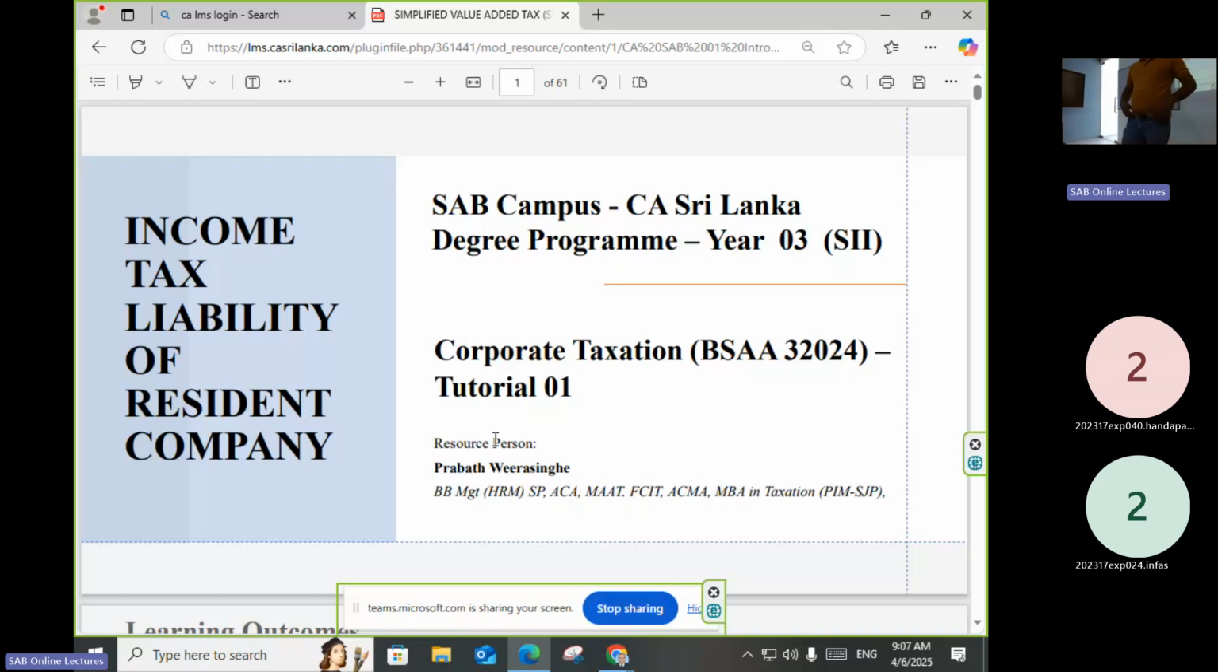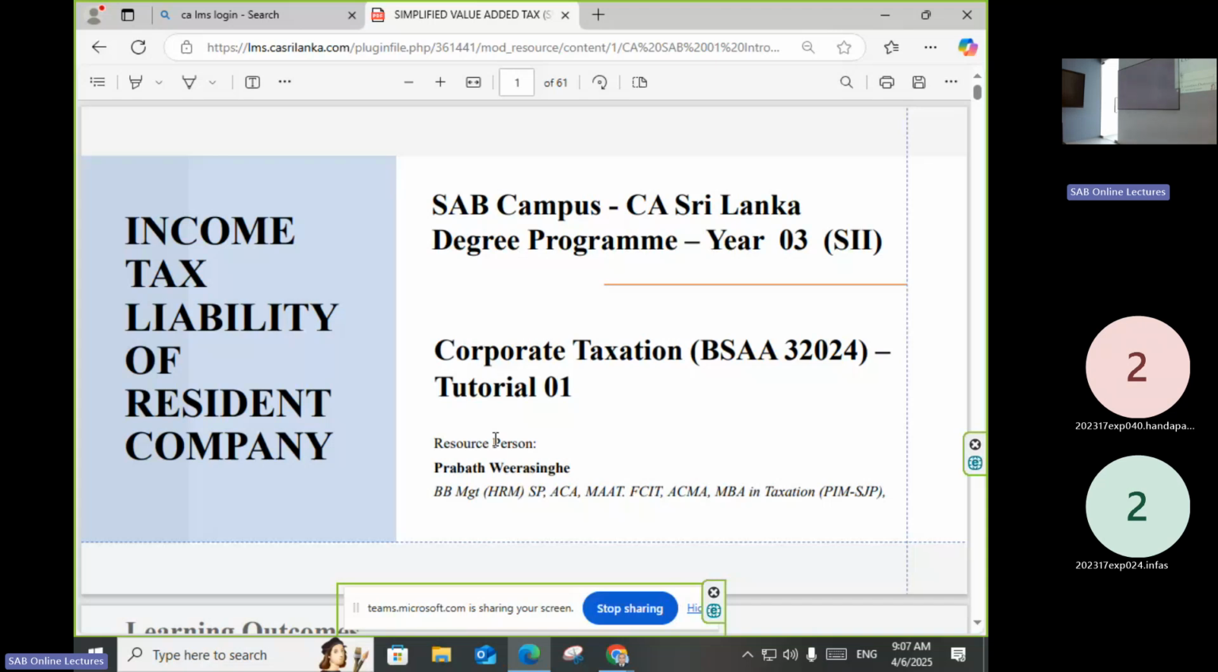So what I explained is the composition of the paper and the evaluation method. Basically, our subject is corporate taxation. In this subject, the evaluation has two parts. One is continuous evaluation, the other is the year-end paper. The continuous evaluation has three parts: MCQ, individual assignment, and group assignment.